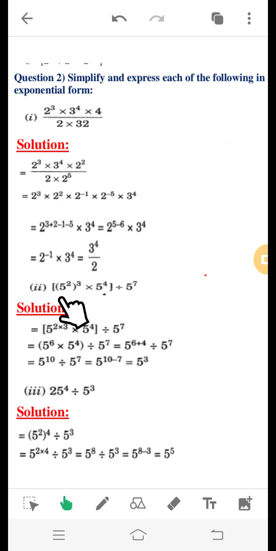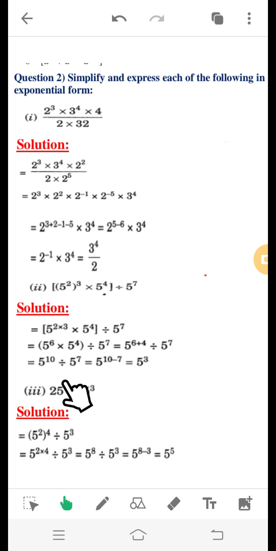Second one: 5 square bracket over 3 multiply 5 raised to 4 divide 5 raised to 7. Now do the multiplication of both the powers. 5 raised to 2 multiply 3 multiply 5 raised to 4 divide 5 raised to 7. 2 3s are 6. So 5 raised to 6 multiply 5 raised to 4 divide 5 raised to 7. Now do the addition of both the powers. 5 raised to 6 plus 4 divide 5 raised to 7.